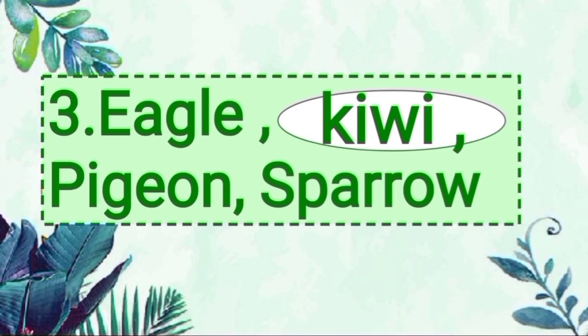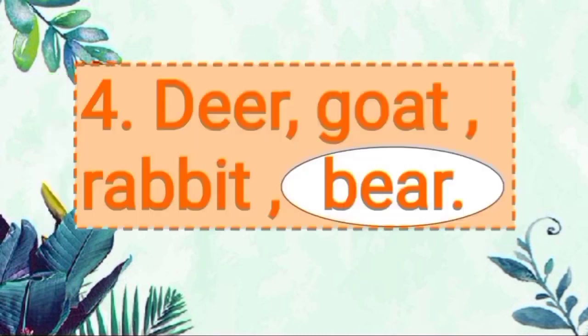But second bird, which is K-I-W-I, kiwi, is a flightless bird, means which cannot fly, because kiwi has a heavy body. So here kiwi is different from other three birds, as it is a flightless bird. So we have to circle kiwi.